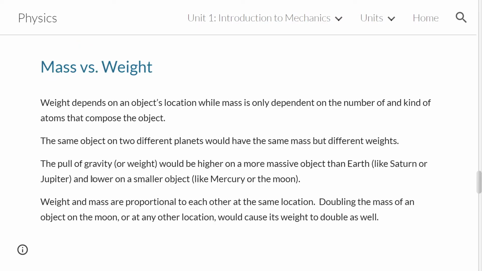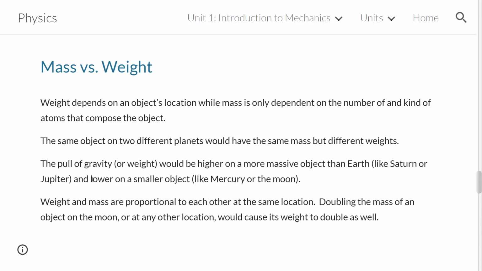Mass versus weight. Weight depends on an object's location, while mass is only dependent on the number and kind of atoms that compose the object. The same object on two different planets would have the same mass, but different weights. The pull of gravity, or weight, would be higher on a more massive object than Earth, like Saturn or Jupiter, and lower on a smaller object, like Mercury or the Moon.